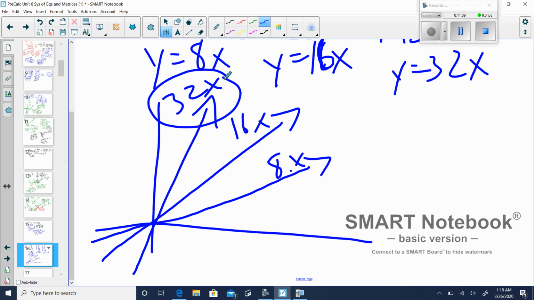Which function, part C, has the least rate of change? The least. So the lowest rate of change is this one. Y equals 8x, because the rate of change is 8. So 8 is less than 16, both of which are less than 32. Boom.